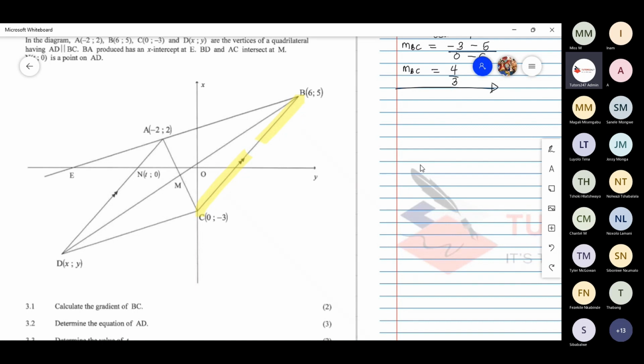We need the gradient of that straight line, and we need a coordinate on that line. So if you take note of the line AD, you can see that D has X and Y, so we cannot use that. Whereas A has -2 and, okay, just give me a moment.